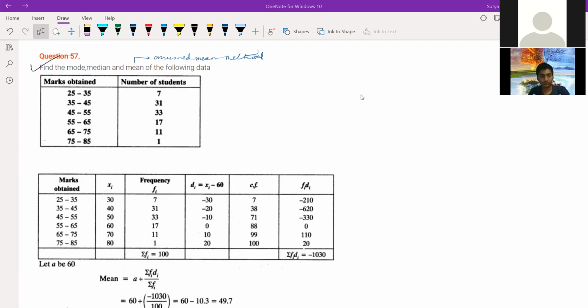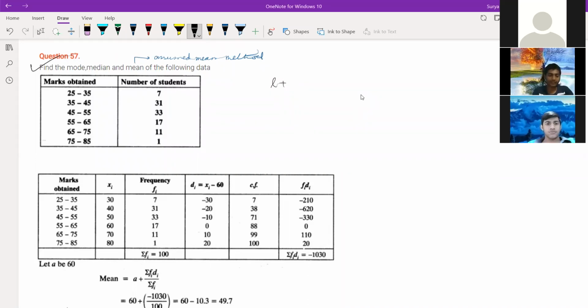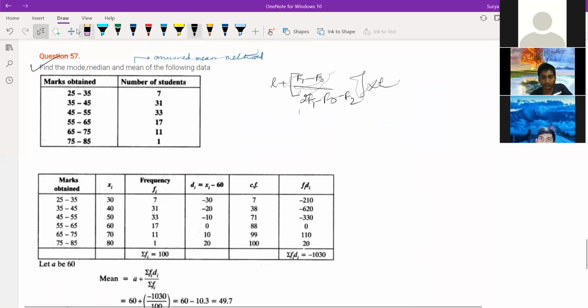Praharshan, tell me the mode formula. Sir, L plus brackets F0 minus F1 by 2F0 minus F1 minus F2 brackets into... Numerator, what are you saying? F1 minus F0. Divide by 2F1 minus F0 minus F2, not F2, into H. Okay, this is mode.